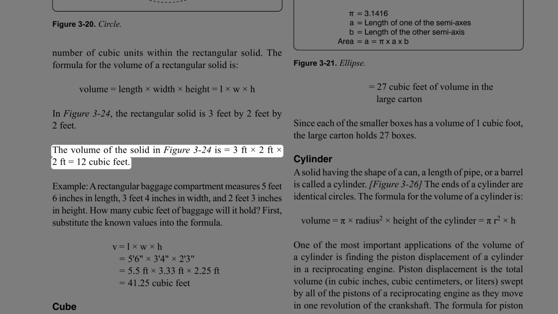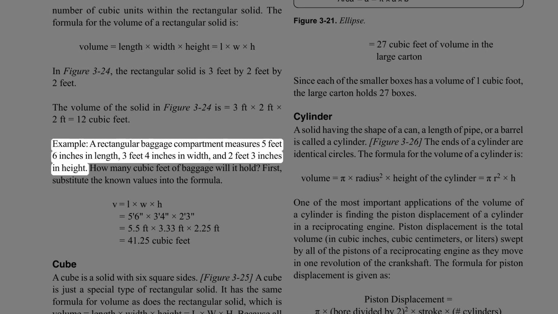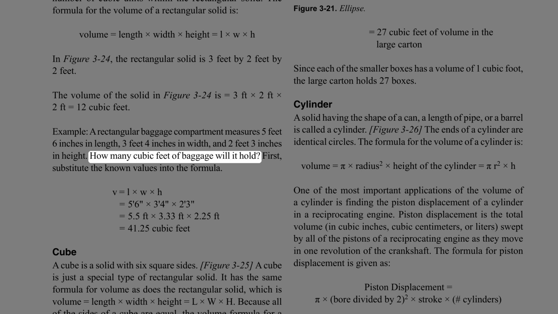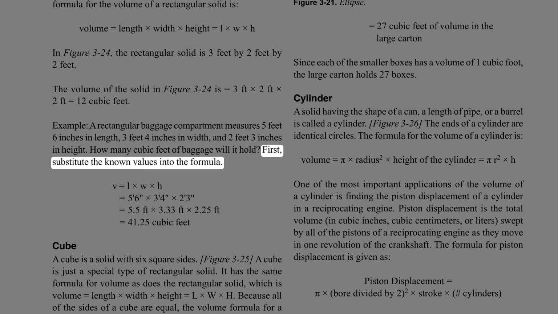cubic feet. Example. A rectangular baggage compartment measures 5 feet 6 inches in length, 3 feet 4 inches in width, and 2 feet 3 inches in height. How many cubic feet of baggage will it hold? First, substitute the known values into the formula.